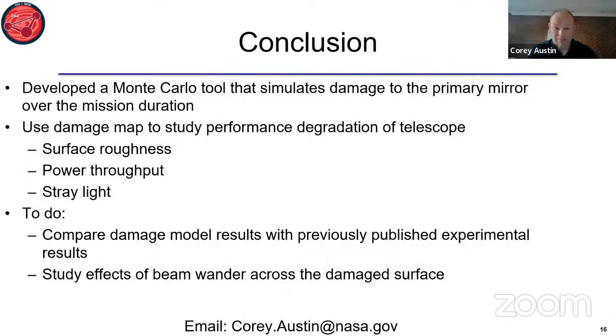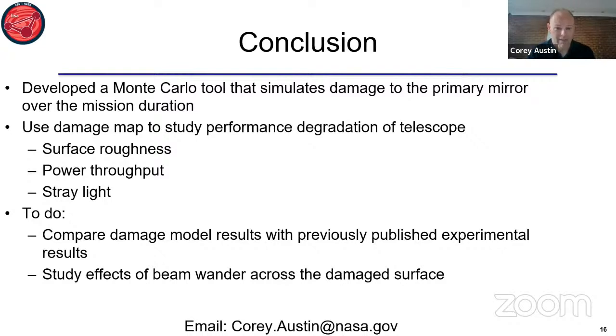To wrap things up, we've developed a Monte Carlo tool that simulates damage to the primary mirror over the mission duration. And then we've used the results of that, which are a surface map, to start studying some of the effects on performance degradation of the telescope. There's still lots of things to do.